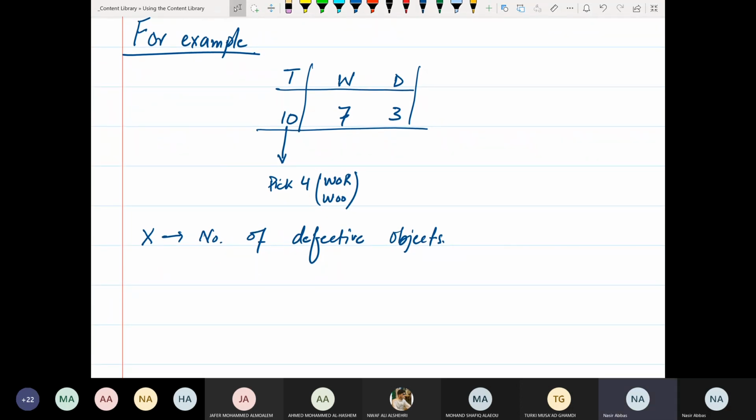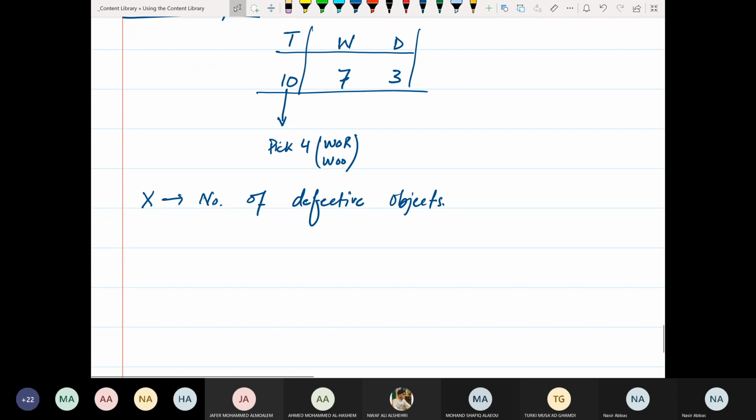Now we'll go step by step. What is the first step? The first step is: what are the possible values of X? Raise your hand if you know what the possible values of X are. X is the number of defectives. I picked 4. Jafar.